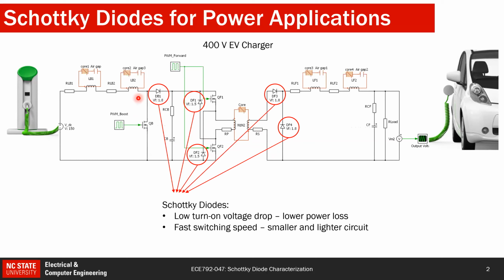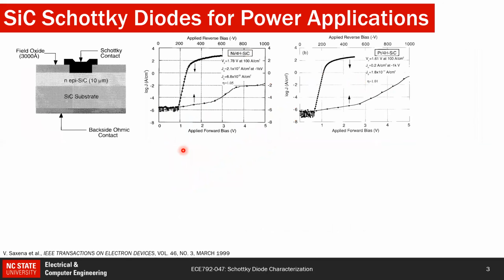That will allow us to reduce the size of the inductors and capacitors used in this circuit. With a smaller inductor and capacitor, the overall area of the circuit will reduce, and it will also be lighter if we increase the switching frequency. So the point here is that Schottky diodes are very useful in power applications for power conversion. And there are many materials used, for example silicon carbide, silicon, and gallium nitride.